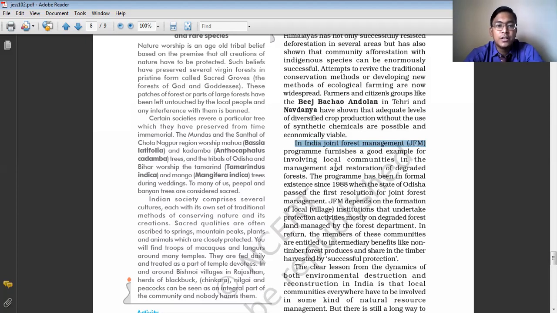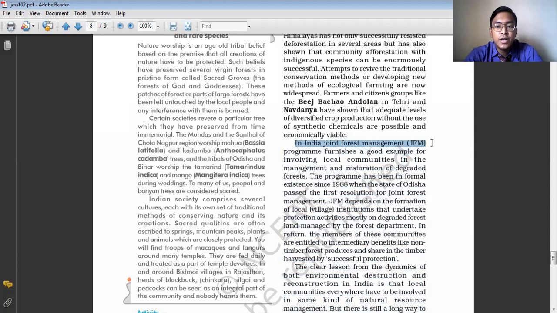Though it started from Odisha, it is now widely spread throughout the country, in different states. The people living in the forested areas are following this Joint Forest Management Program. Here the participation of the forest department and the local communities has helped in protecting the forest and the wildlife resources.